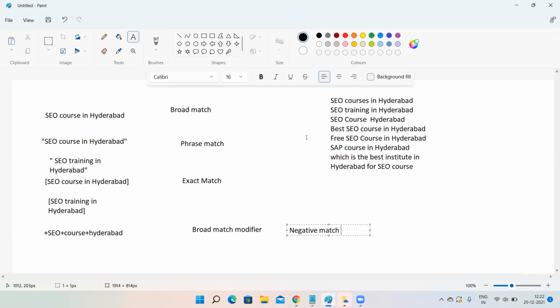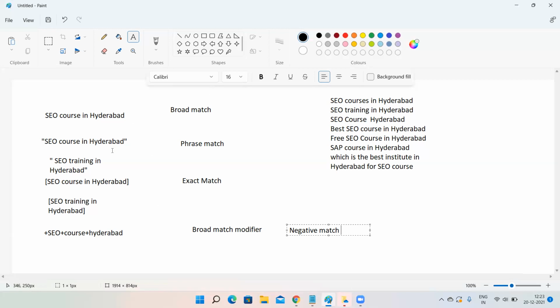So this is about keyword match types. Keywords in SEO are important, in Google Ads also they are important. Everywhere, keywords are what is important. In Google Ads, if you understand the bidding and if you understand the keywords, then everything is easy. Anybody can run campaigns. The most important thing is you have to understand the keywords.